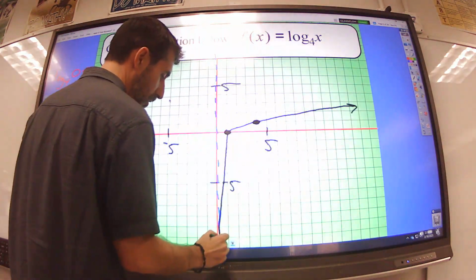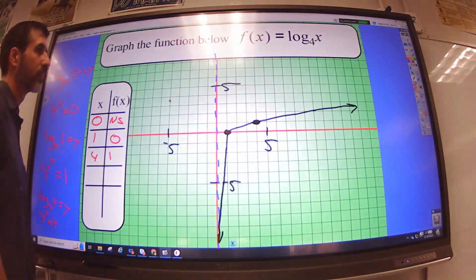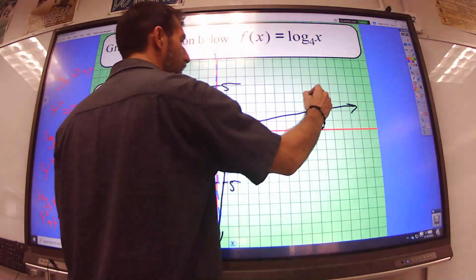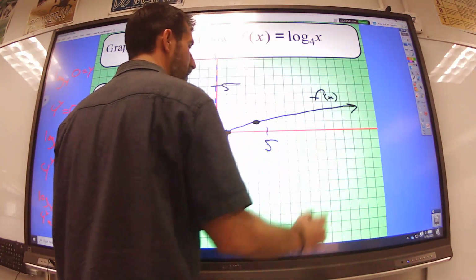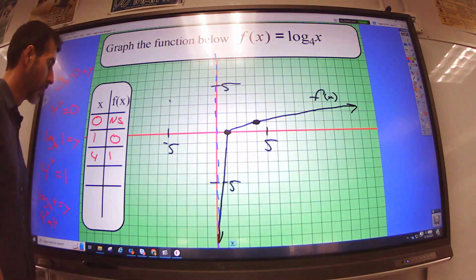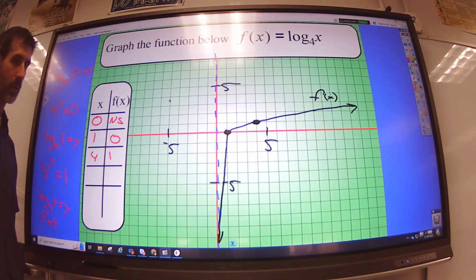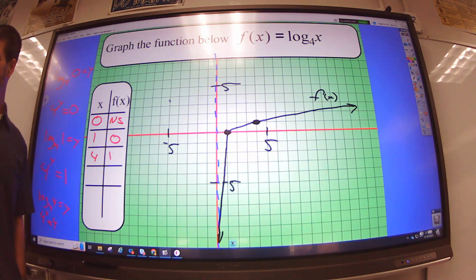Do you think you can do that on a test? Yeah, that's simple. If you were to practice this, change this to 5. See if you can graph log base 5 of x. Well, you plug in 0, 1, and what did you plug in here? 5. So then you go over 5, up 1, right?